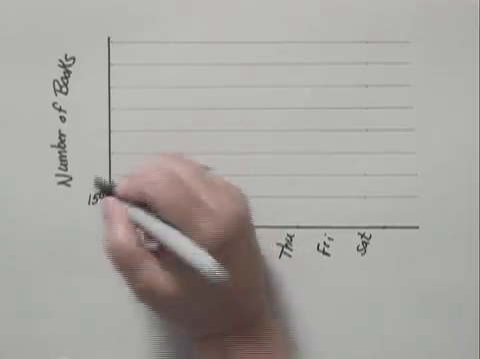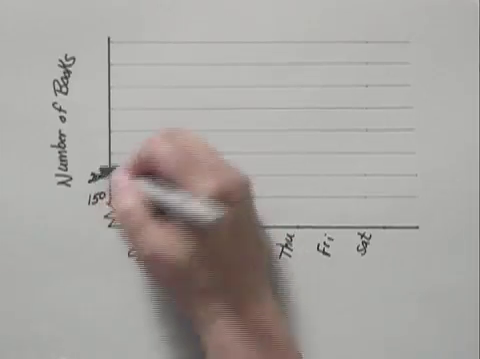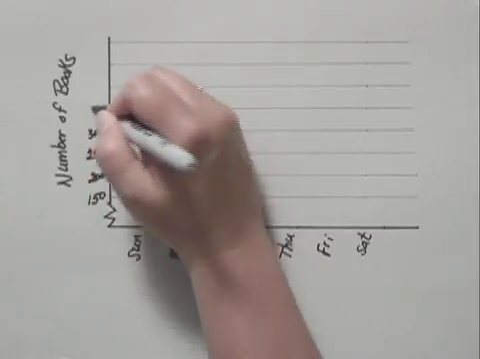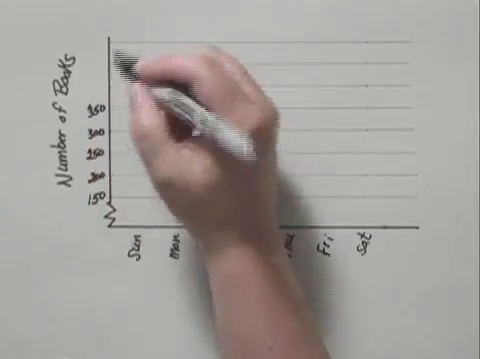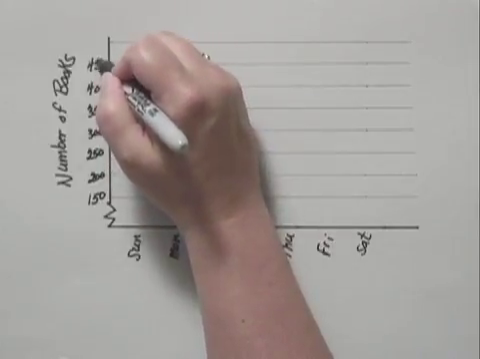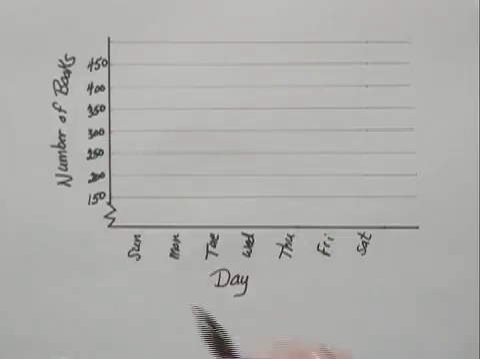Let's count by 50s, 150, 200, 250, 300, 350, 400, 450, and I could keep going, but that's high enough because my largest number is 420.